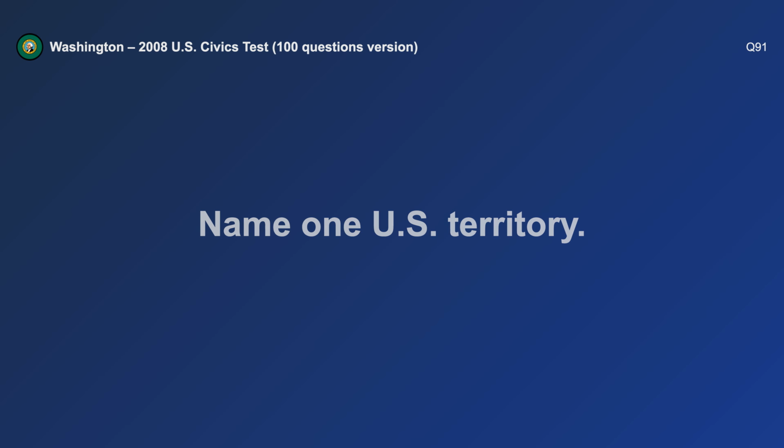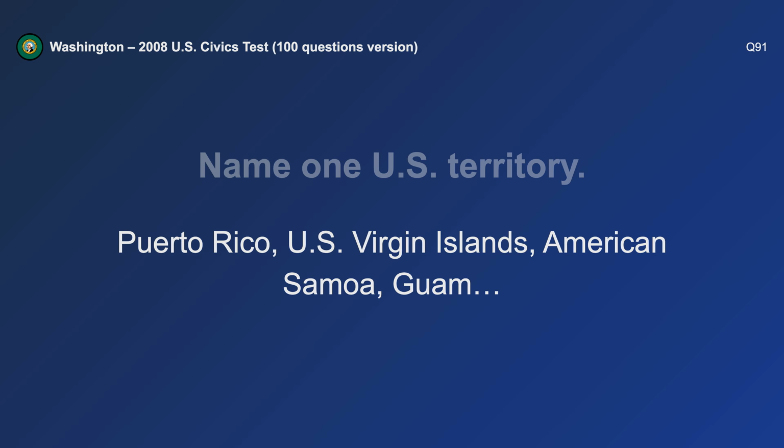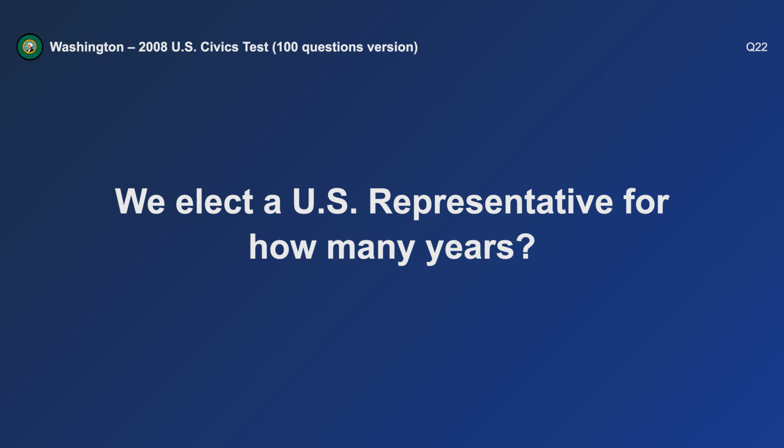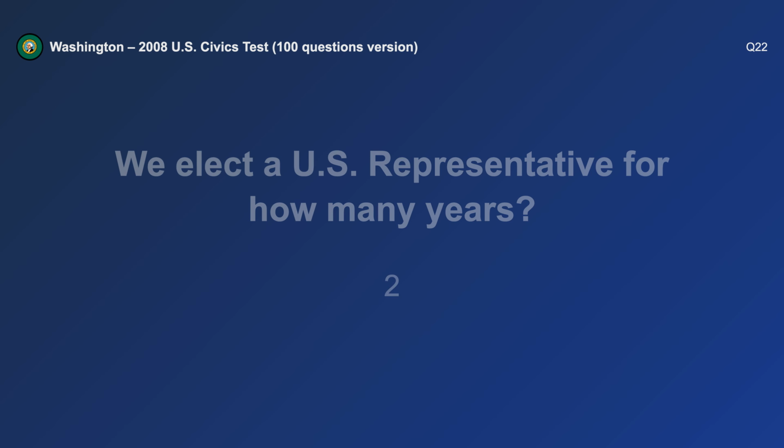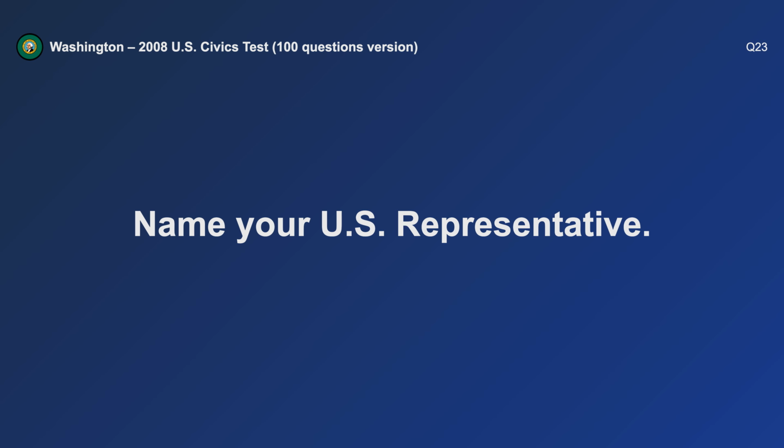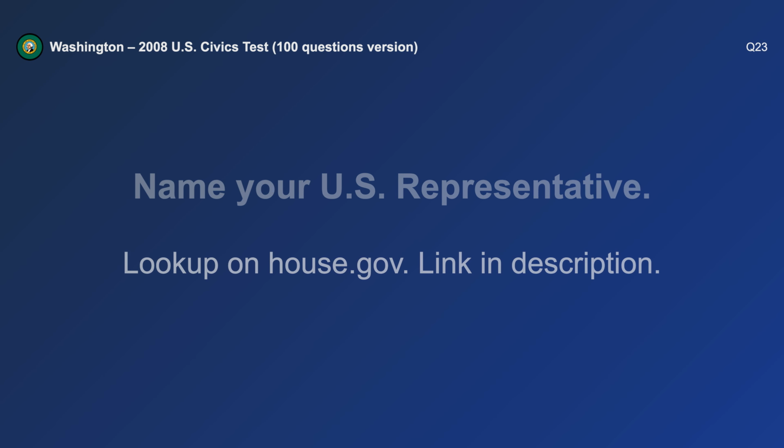Name one U.S. territory. Puerto Rico. We elect a U.S. representative for how many years? 2. Name your U.S. representative. Look up on house.gov, link in description.